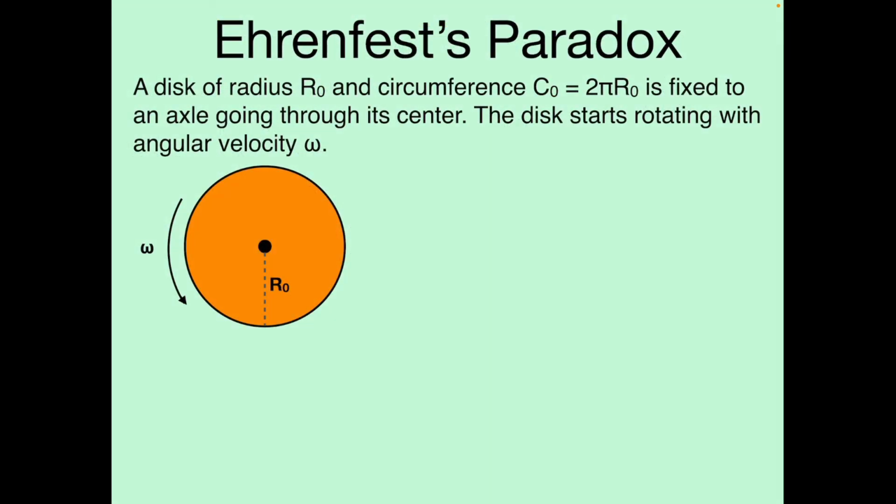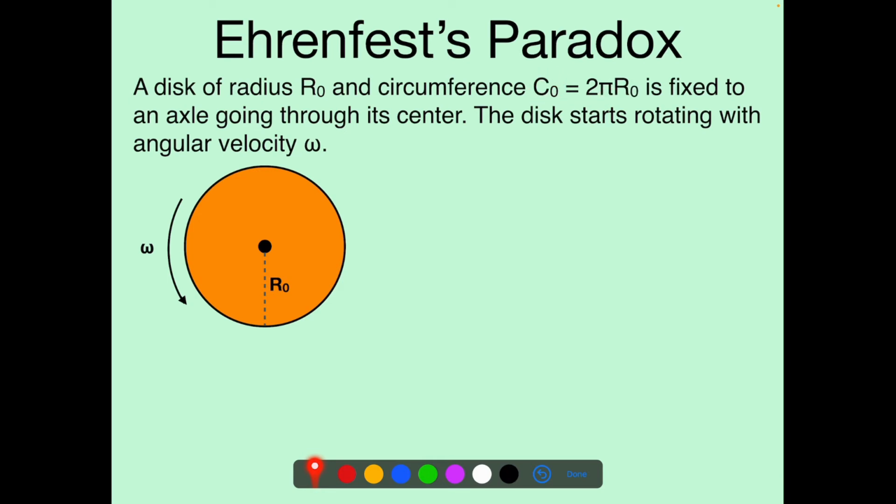Okay, so next I'm going to tell you about something called Ehrenfest's paradox. So this is a thought experiment that really helps us understand how we should think about general relativity. It helps us sort of build the concepts that underlie the theory of general relativity. So this is the situation. We have a disk with radius r0, and the circumference of that disk is given by 2 times pi times the radius. So we'll call that circumference c0. That's 2 pi times r0.